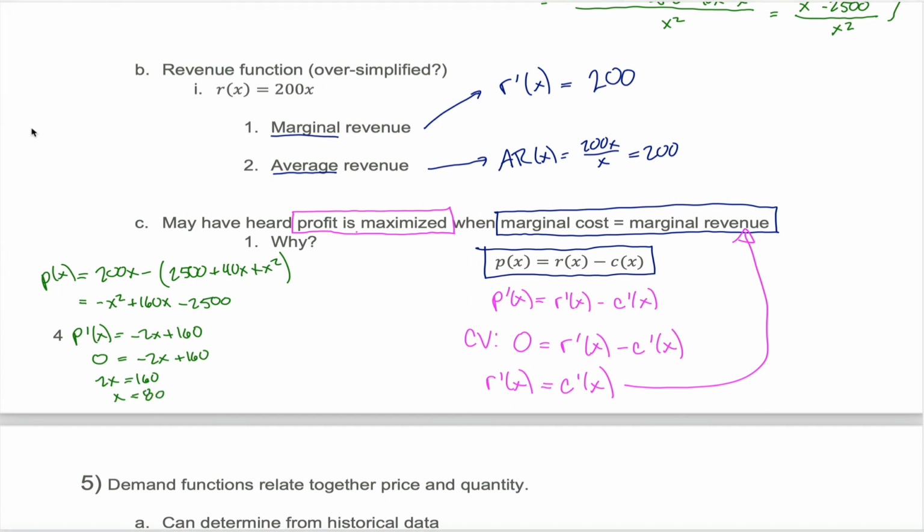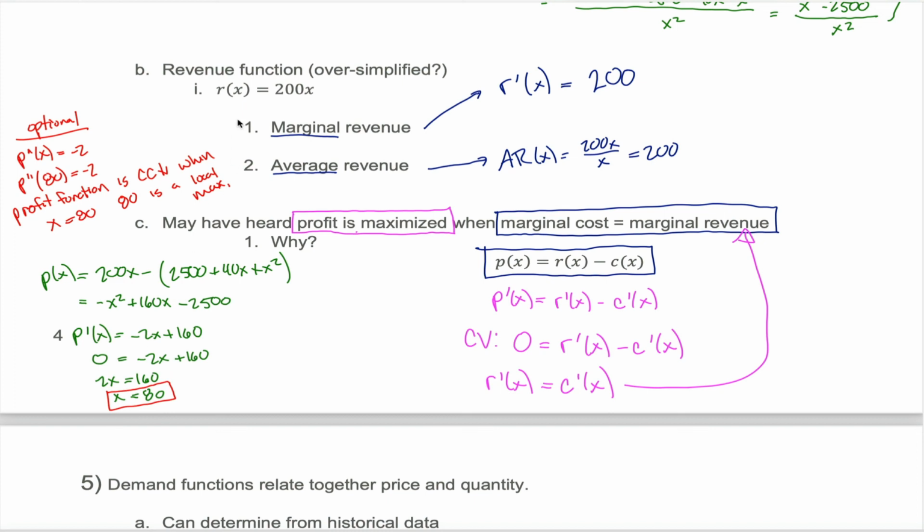I could, if I wanted to, take the second derivative of my profit function, which would be the derivative of this function, which would just be negative 2, and then evaluate that second derivative at my critical value to figure out that my profit function is concave down when the amount of goods that I'm producing, x, is equal to 80, and therefore 80 is a local max. But because of the way these problems work out, we kind of already knew that that was what was going to happen here. If my cost and revenue functions are as given above, then I maximize profit by producing exactly 80 units.